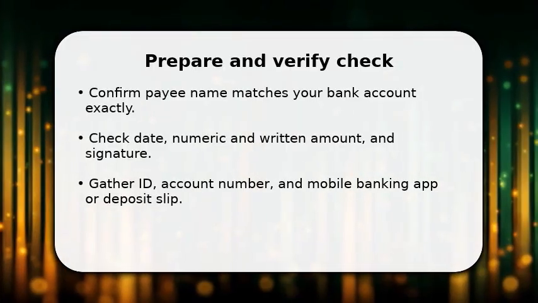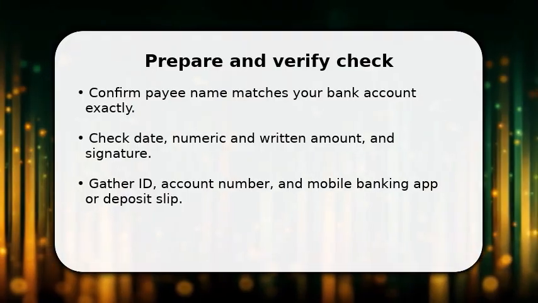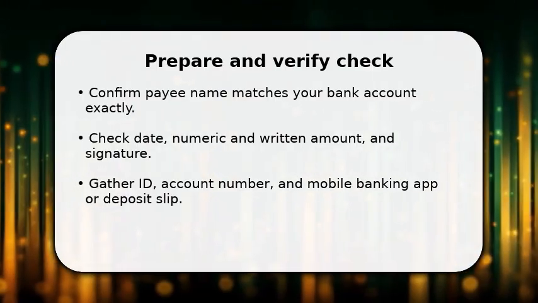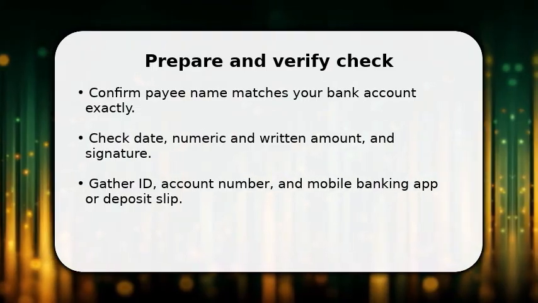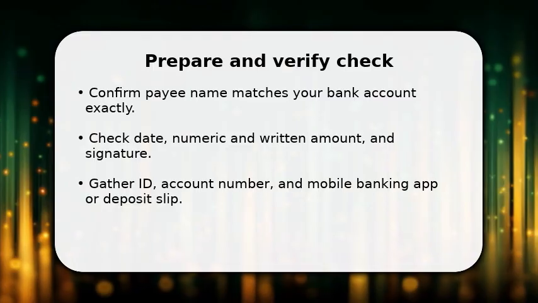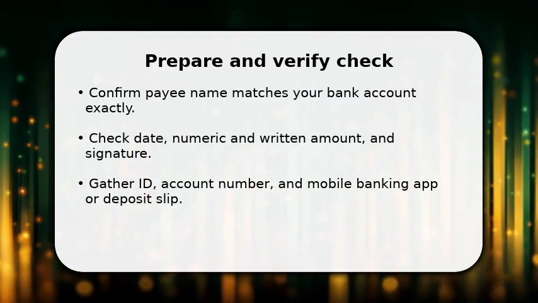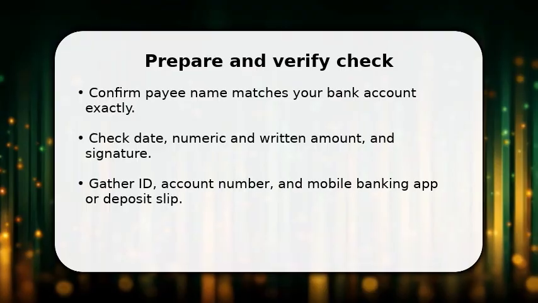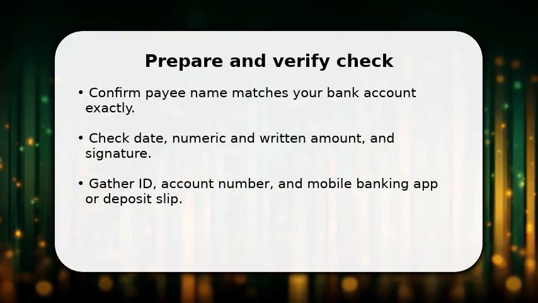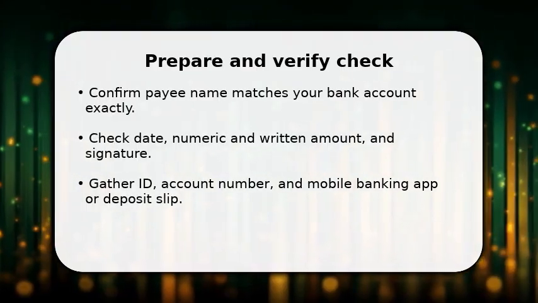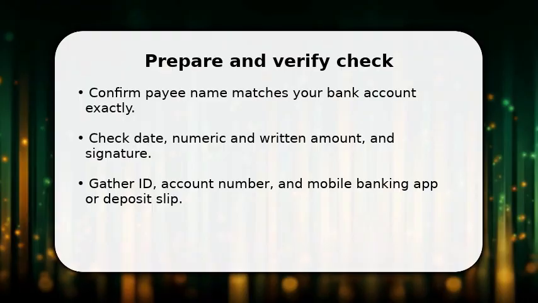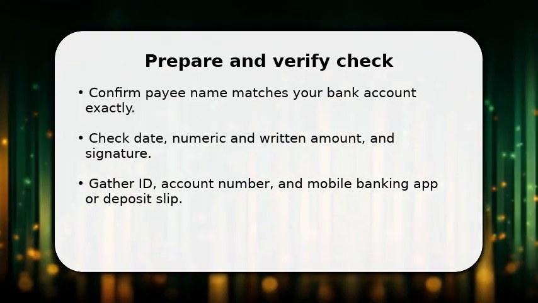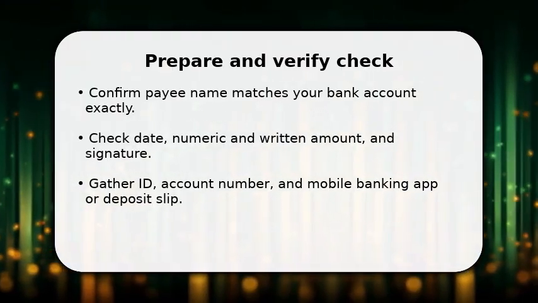You start by confirming the check is payable to you and that the date, numeric amount, written amount, and signature match. Once done, compare the payee name with your account records and decide deposit versus cashing. Make sure you have a valid photo ID, your account number, and either the bank's deposit slip or the mobile app ready. Begin immediately by endorsing the back of the check only in the designated area and avoid signing until you are at the teller or ready to deposit.